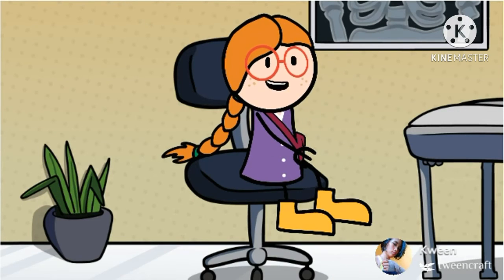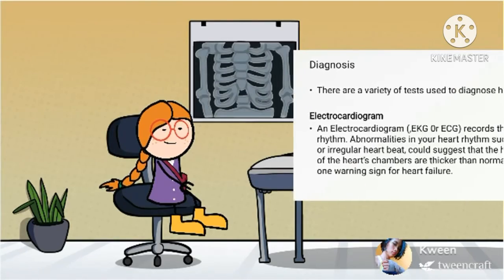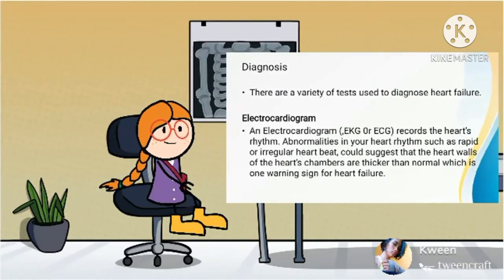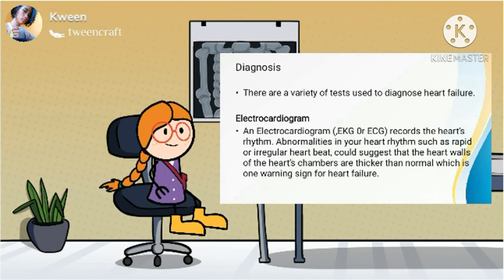Now let's move on to the diagnosis of congestive heart failure. There are varieties of tests that can be used to diagnose heart failure. First is electrocardiogram. Electrocardiogram, or EKG or ECG, records the heart's rhythm. Abnormalities in your heart rhythm, such as rapid or irregular heartbeat, could suggest that the walls of the heart chambers are thicker than normal, which is one sign of heart failure.